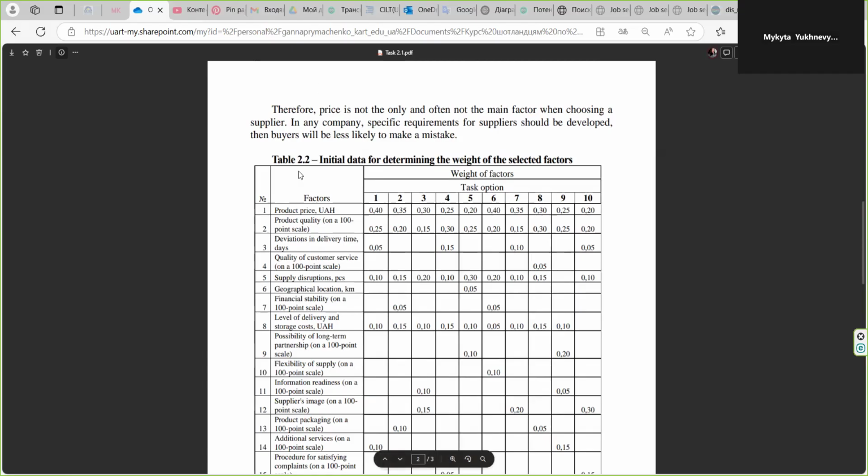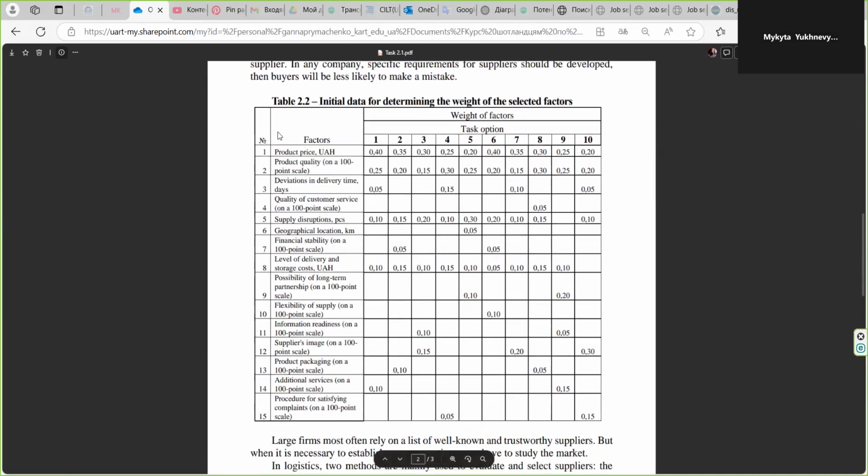So we have table 2.2 with initial data for determining the weight of the selection factors. The first column has the number of the factor from 1 to 15. In the second column we have the names of the factors, for example product price, product quality, and other parameters we already discussed. The next columns are about the variant. You can see this information here. Please choose your variant and we will discuss these parameters.